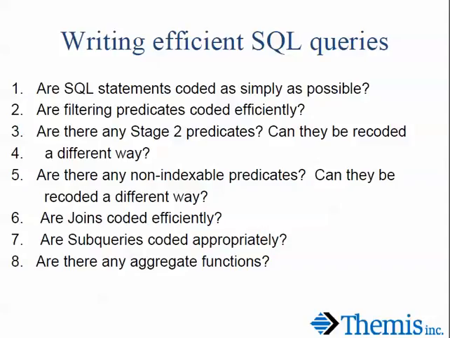Are the filtering predicates coded efficiently? Filtering predicates, as opposed to a join predicate, would be, for example, where last name equals Andrews. That's a filtering predicate. I only want the Andrews. Well, the way we code those predicates has a huge impact on performance.